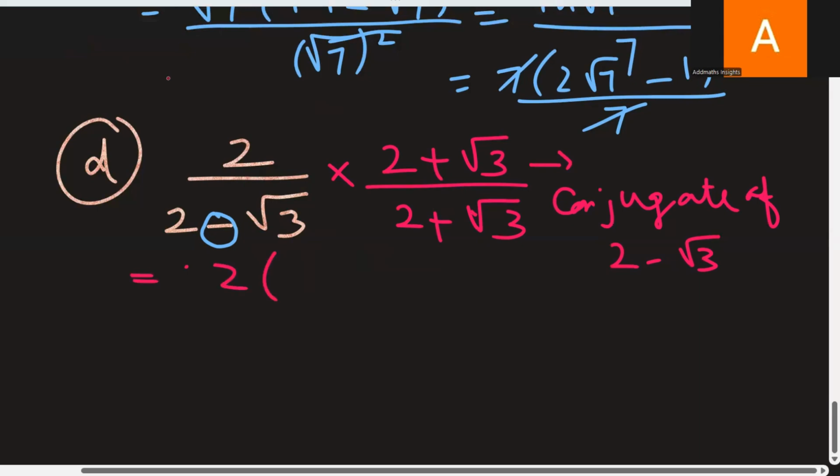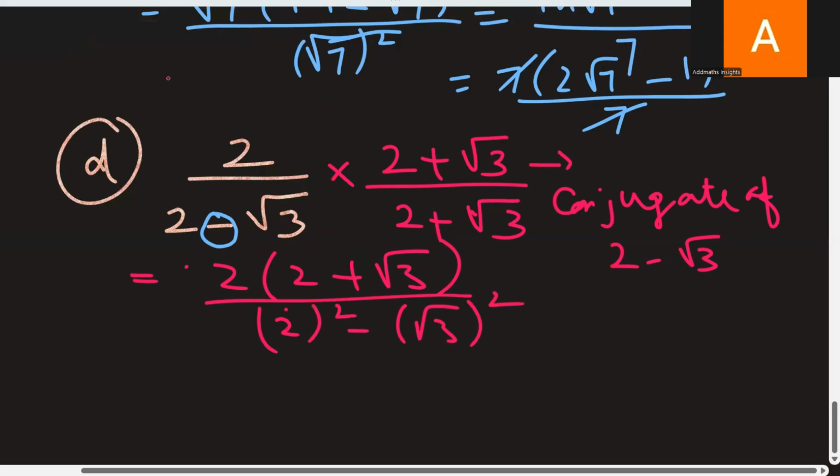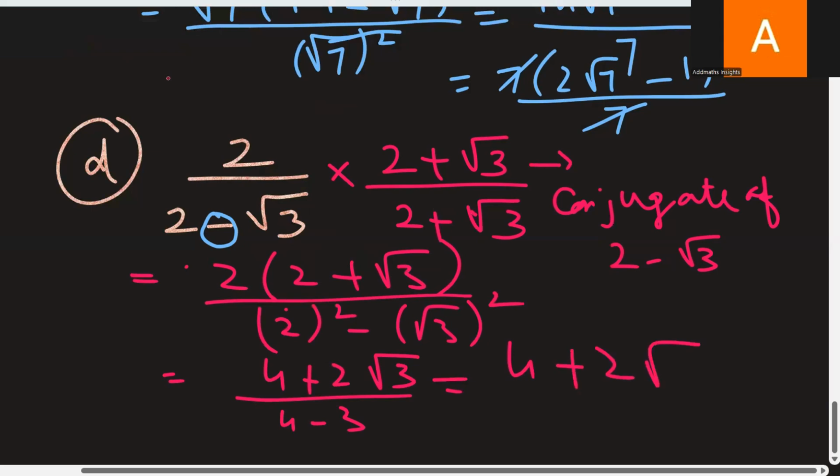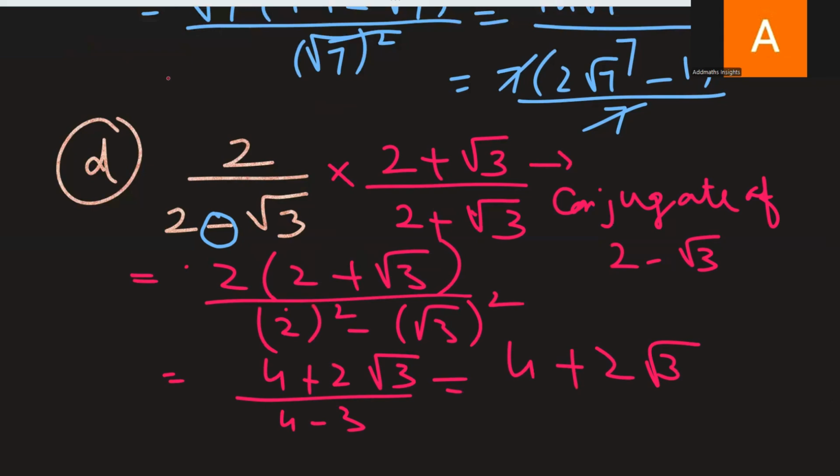And now you can expand it. You can write here 2 into 2 plus root 3, and then we apply the identity a minus b into a plus b. We simplify it: 4 plus 2 root 3 in the numerator, and 4 minus 3, which is 1, in the denominator. So your final answer is 4 plus 2 root 3. So this is how you can solve it. Right? In the next video, we'll do questions from past papers related to this topic, surds.